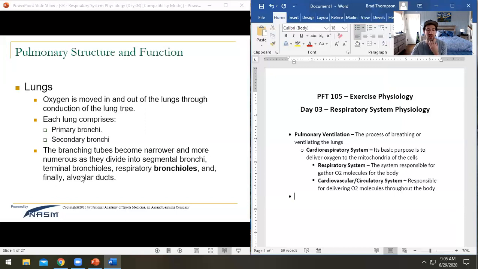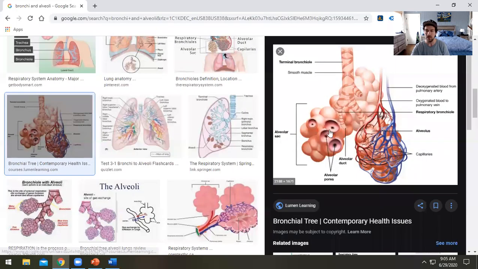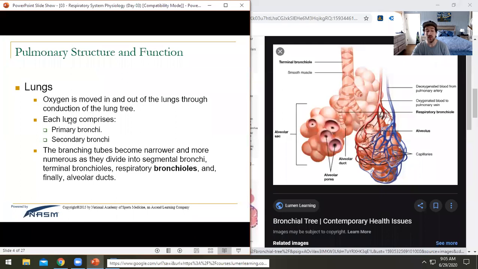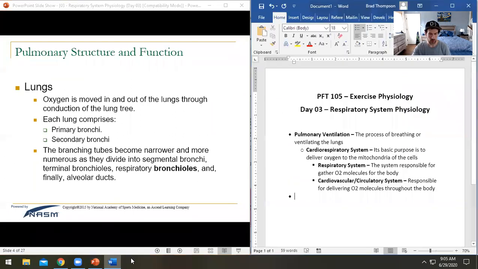In your lungs, oxygen is moved into and out of the lungs through what we call the conduction of your lung tree. Your lungs are split up into two primary sections. One of those is the conduction zone, which is basically creating an area for all this stuff to happen, right? These bronchi, these tubes here, are part of the conduction zone. And in each lung you have your primary bronchi and your secondary bronchi. So let me open this back up here.